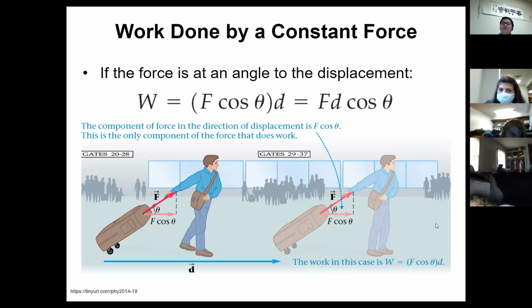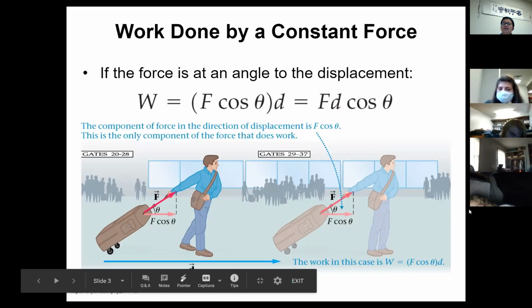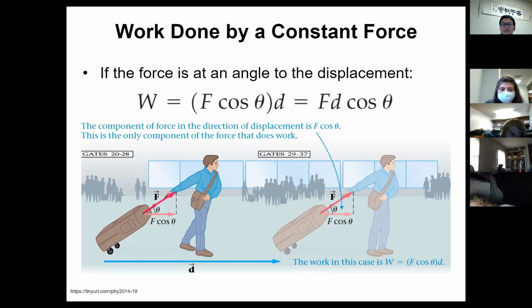Then the work done by this force comes only from the component of force that's parallel to the displacement. So it's F cosine theta times the displacement d. And you can also rewrite it as F d cosine theta. That means you can do it the other way around: you can resolve the displacement into two components, one parallel to the direction of the force, and the other perpendicular to the direction of the force.